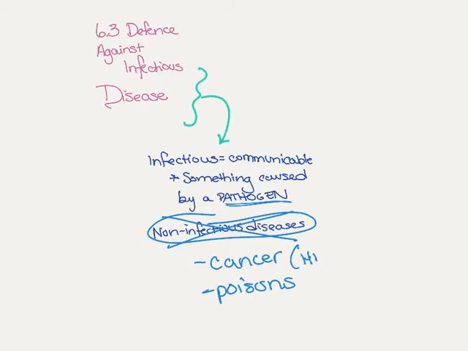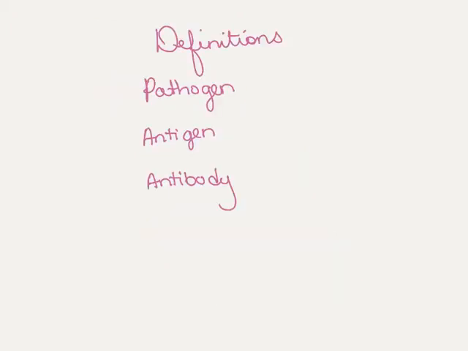I'm going to put a little asterisk here next to HPV. So we're only looking at infectious disease. So to make sense of the chapter, we first need to look at a couple of definitions: pathogen, antigen, and antibody. We'll start off by looking at what is a pathogen.